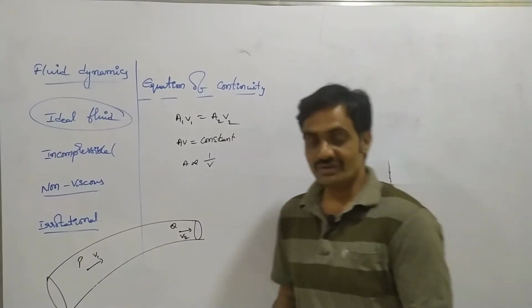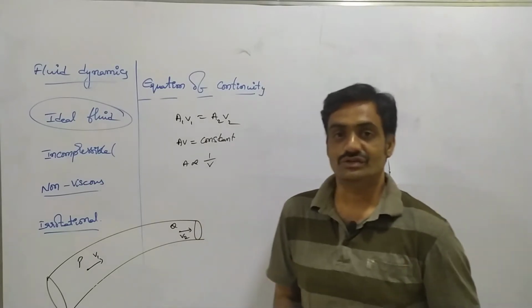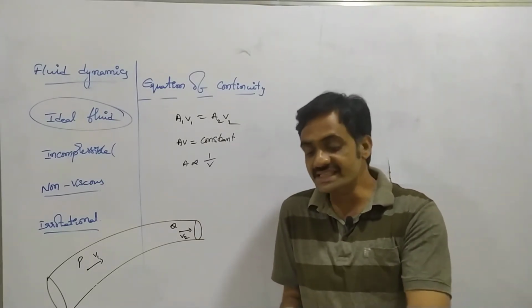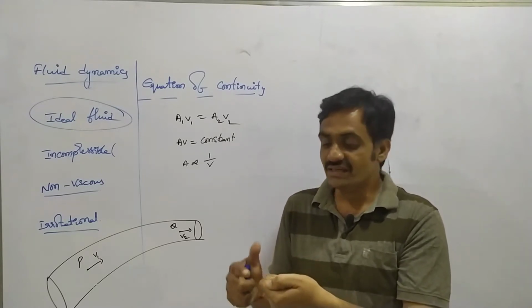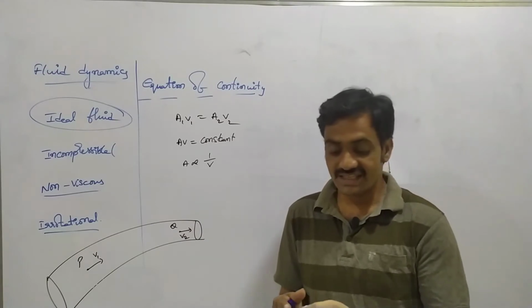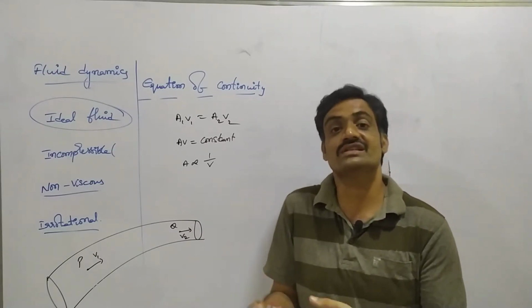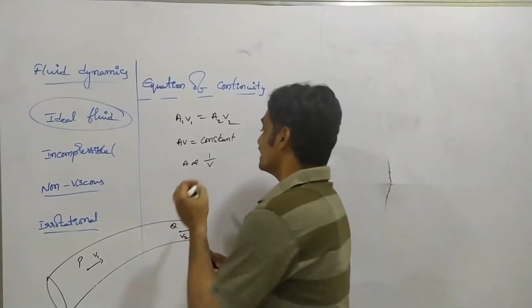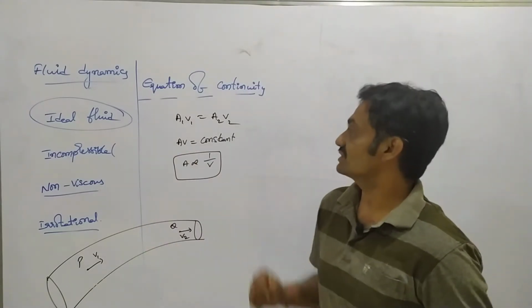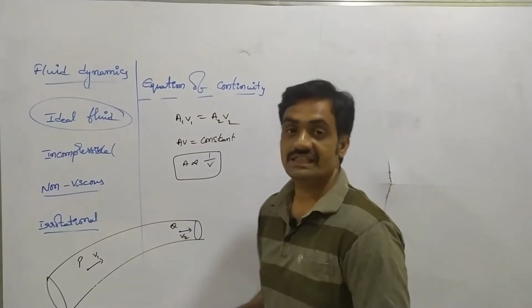While we are pouring water to the plants, in order to increase the velocity, we just decrease the area of the pipe. As the area of the pipe decreases, velocity increases. As the area of the pipe increases, velocity decreases, because area is inversely proportional to velocity. Based on this concept, now we are going to derive this expression.